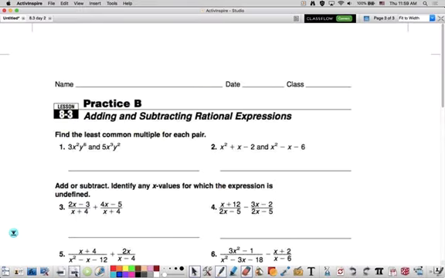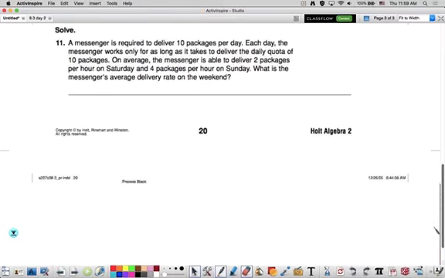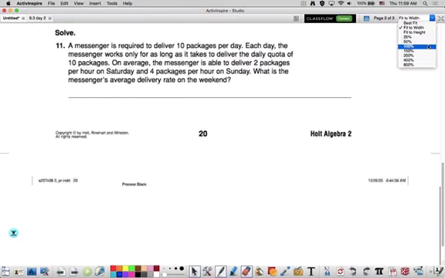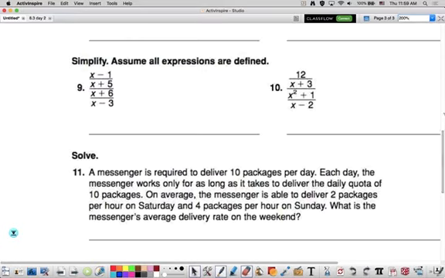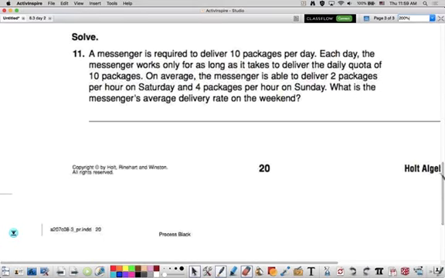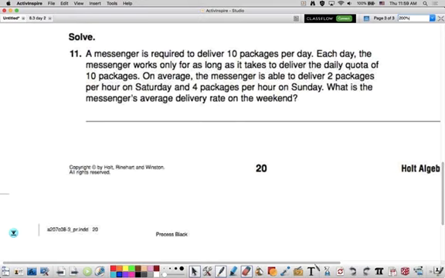Okay, so let's ask a couple questions about the homework. And if you say you don't have any questions about the homework, I know you're lying to me. Sure, yeah, the word problem. I'm telling you, these word problems are tricky.